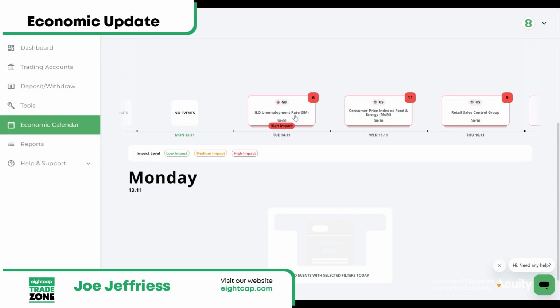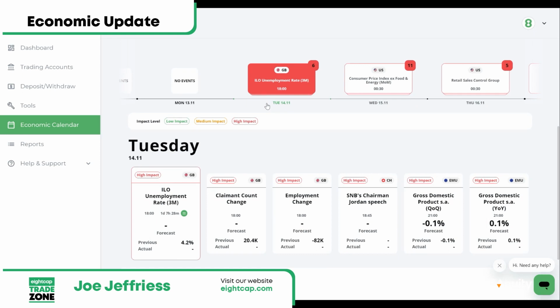We're going to start with Tuesday, as there's no key news coming out today. It will be a bank holiday in Canada tomorrow, and let's look at some of the data coming out tomorrow. The unemployment rate is coming out for the UK, the claimant count change as well, and employment change. Then we have Swiss National Bank Chairman Jordan's speech, and then GDP coming out of the EU, looking for 0.1 and minus 0.1 on the year-on-year and the quarter-on-quarter.